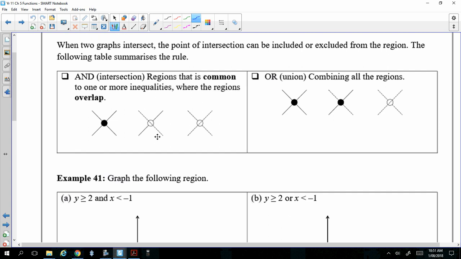If two solid lines cross each other, you use a black circle. If a dotted line crosses a solid line, it's an open circle. Two broken lines, it's an open circle. So for "and", two solid lines result in a black circle, one solid line and a dotted line result in an open circle, and two broken lines result in an open circle. We'll go through it.